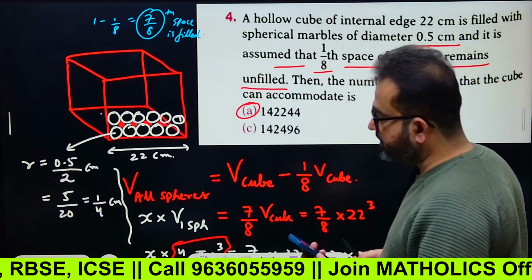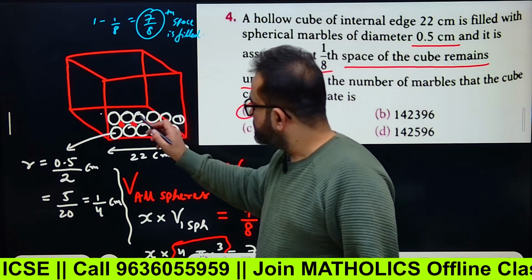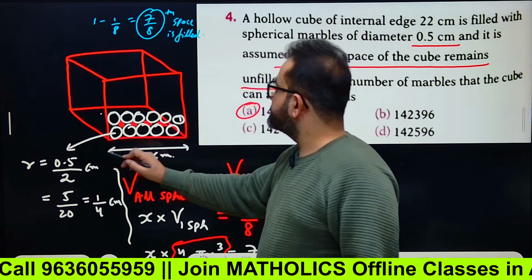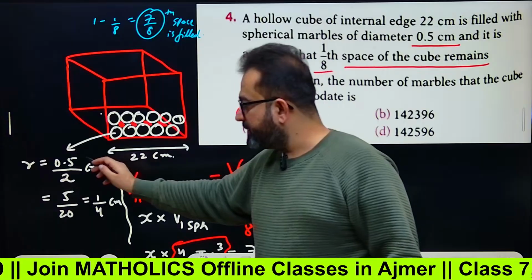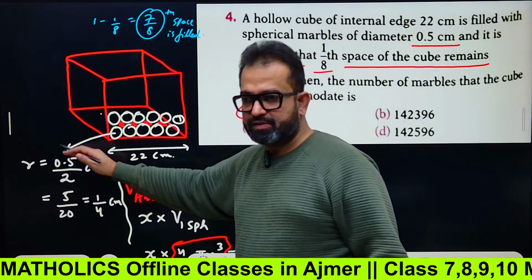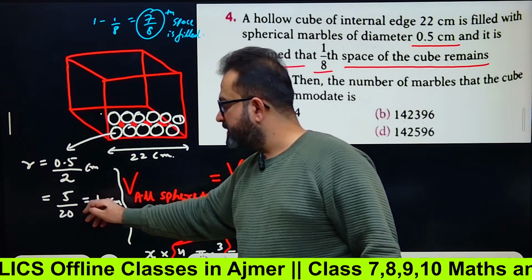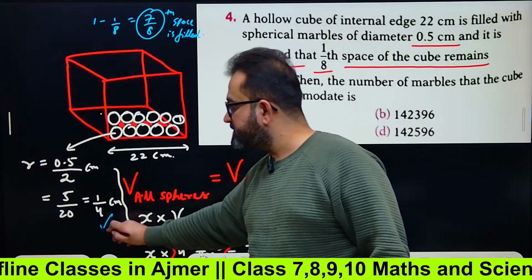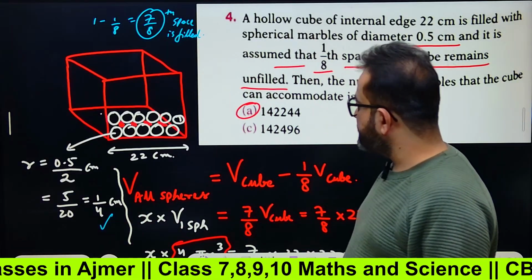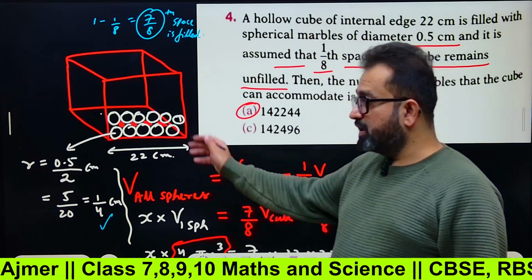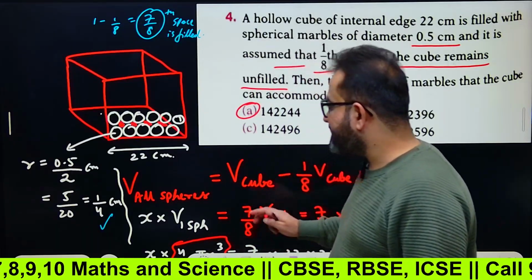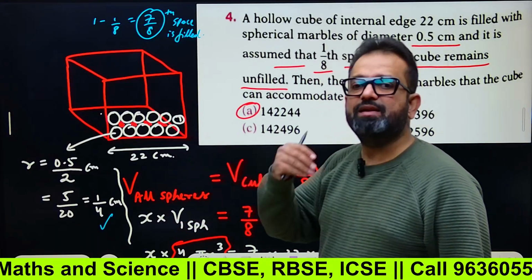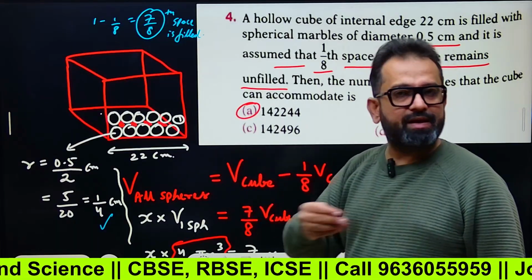Yes, exactly. So this is the cube, these are spheres. Radius is given as 0.5 by 2. So first you must simplify. 0.5 by 2 is 1 by 4 centimeter. 1 by 4 centimeter is the radius. So the volume of one sphere will be 4 by 3 pi r cube. Let there be x spheres. Let there be x marbles.